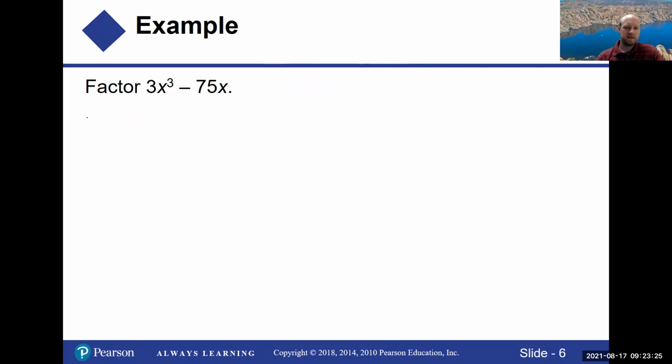Another example. Again, look for greatest common factor. You can pause the video if you're following along and try to find it yourself if you want. But that's going to be 3x in this case. So again, I'm going to take out a 3x from both of those, or divide it. And I'm going to be left with x^2 minus 25. And then we notice that x^2 minus 25 is actually a difference of two squares.